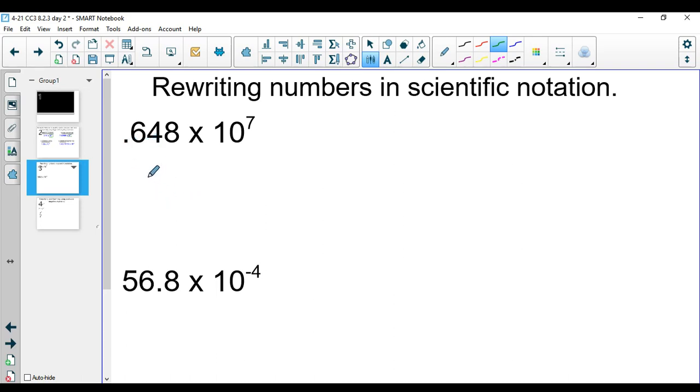So I'm going to take this, and instead of 0.648, I'm going to write 6.48. Make that look like a decimal and not a 0. But I have to be careful because this number was multiplied by 10 to the 7th. If I take my 648 and the decimal was way in the front, I need to move it over 7 places.